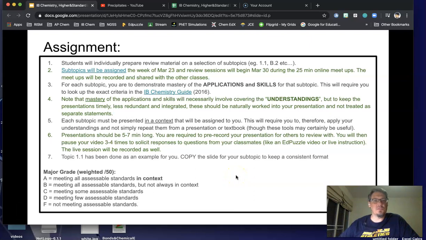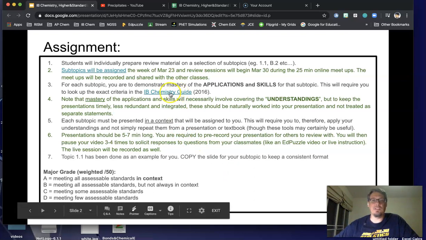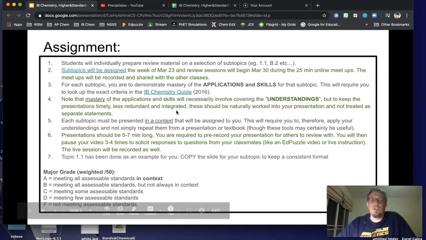You're going to be individually assigned a subtopic, for example, 1.1, B2, etc. They're going to be assigned this week, and you will prepare a video showing that you can demonstrate mastery of the applications and skills for that subtopic. You'll have to look up the criteria in the IB Chem guide, which is linked here. All right, and note that mastery of the applications will be necessary, involving covering the understandings.